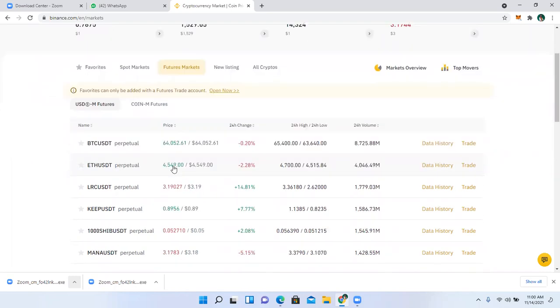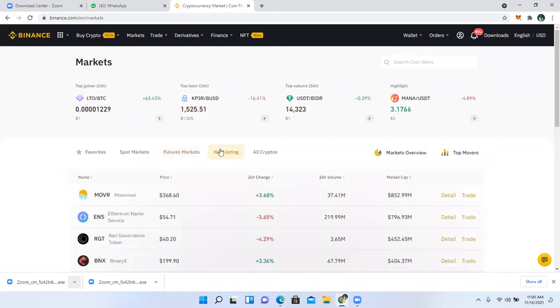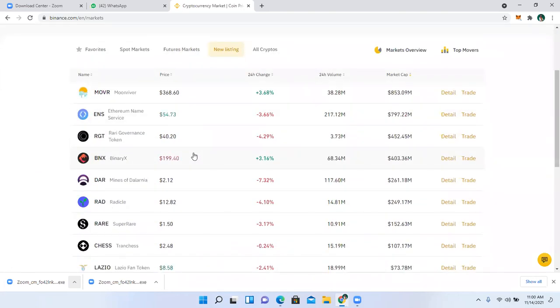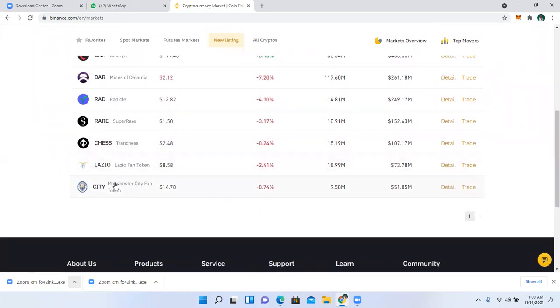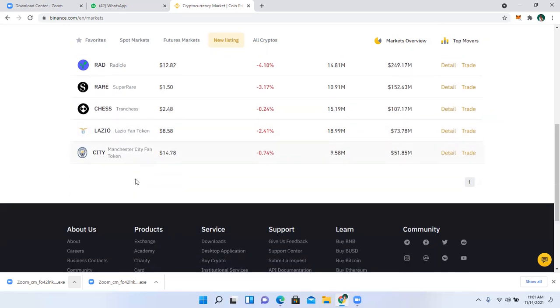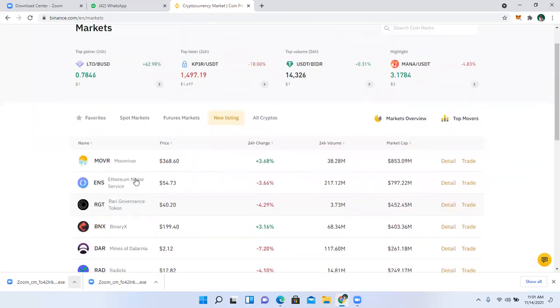Now, this is the futures markets. Now, these are new listings. So coins that are listed newly on Binance, right? So you can see them here. Coins that are listed newly. Manchester City fan token. Hallelujah. Football fans, go and buy Manchester City fan token. So these are coins that are listed newly on Binance, right? So you can always come here and see new listings. If you need to buy some new coins, you can just come here and check them out.